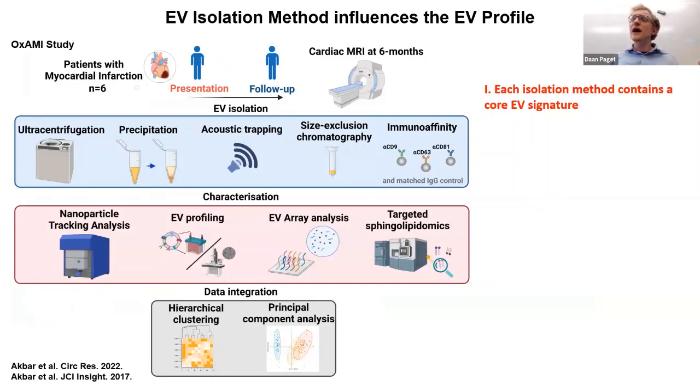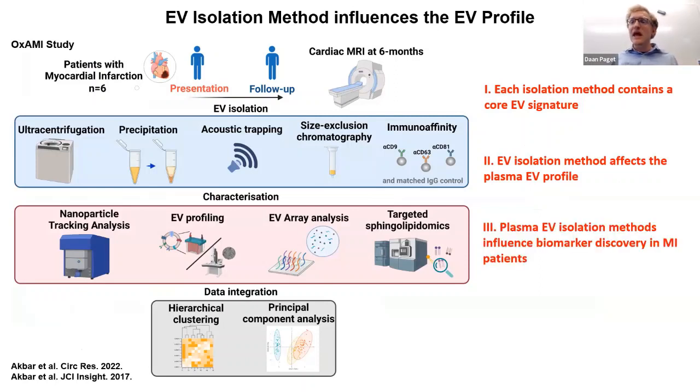And so what we found in conclusion of this data was that each isolation method contains a core EV signature, which is all data that I kind of left in the supplementary data. But essentially, we compared our data with previously published studies and found a strong overlap between our data and others. We then also found that the isolation method affects the plasma EV profile. And we then showed that the EV isolation method influences biomarker discovery in MI patients, as only 2 methods were able to differentiate between EV profiles.